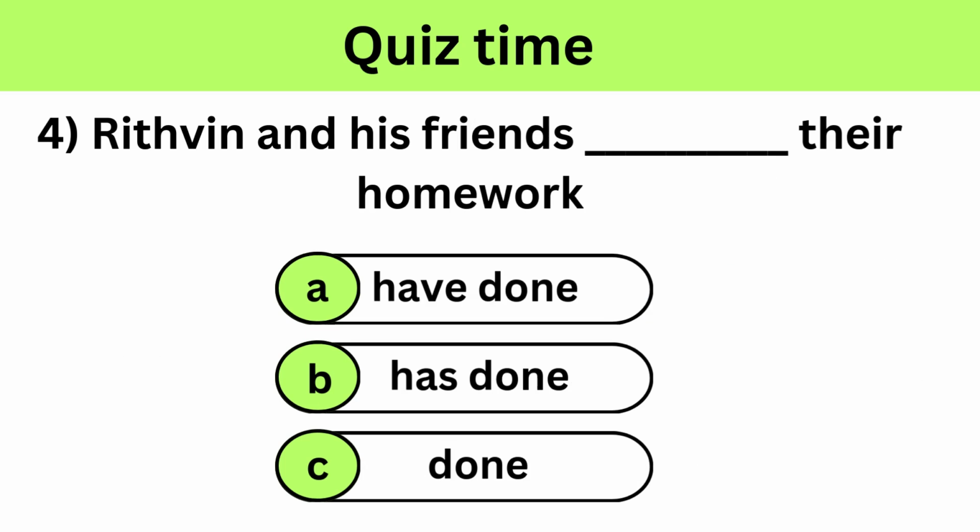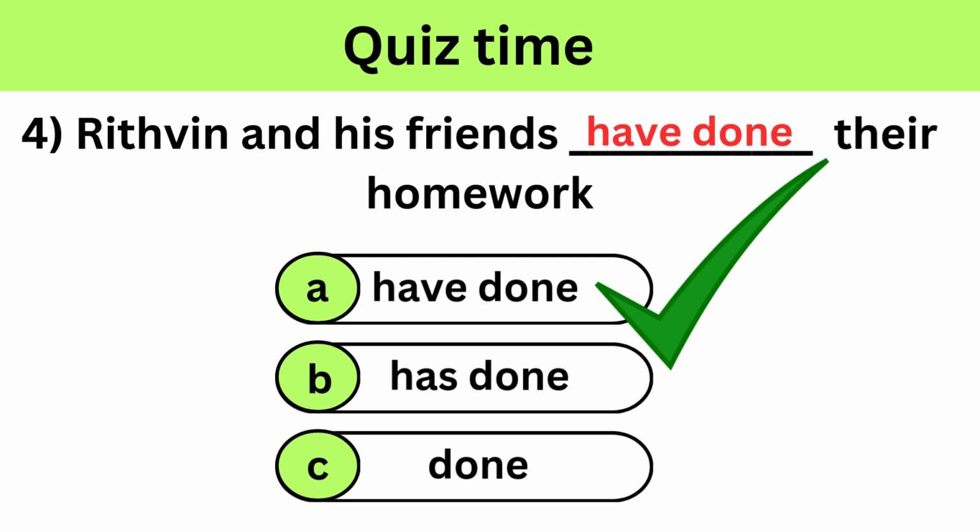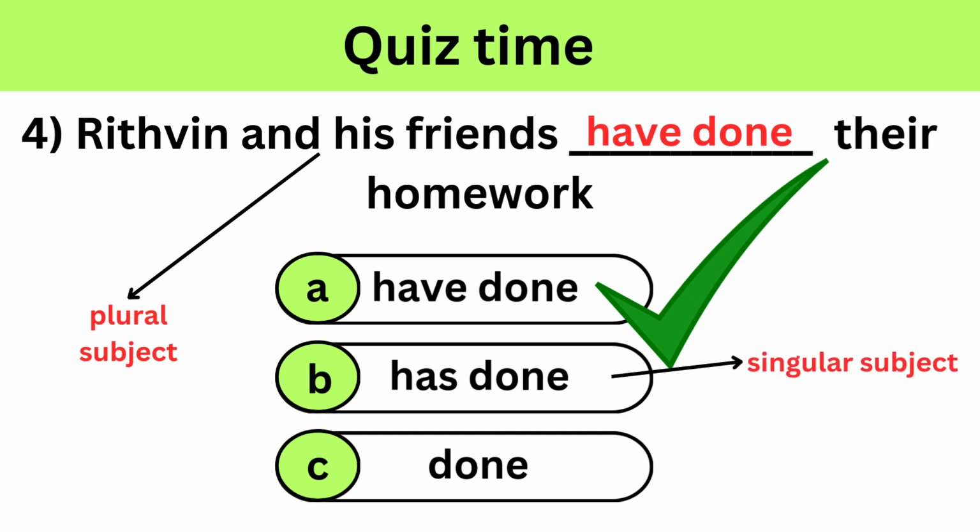Question number 4. Ritwin and his friends dash their homework. Option A: have done. Ritwin and his friends have done their homework. Here we use "have done" because it is the present perfect tense. We cannot use "has done" because "Ritwin and his friends" is a plural subject. For singular subjects we use "has done". We cannot use "done" alone because the past participle "done" requires an auxiliary verb like "has" or "have" to form the present perfect tense.